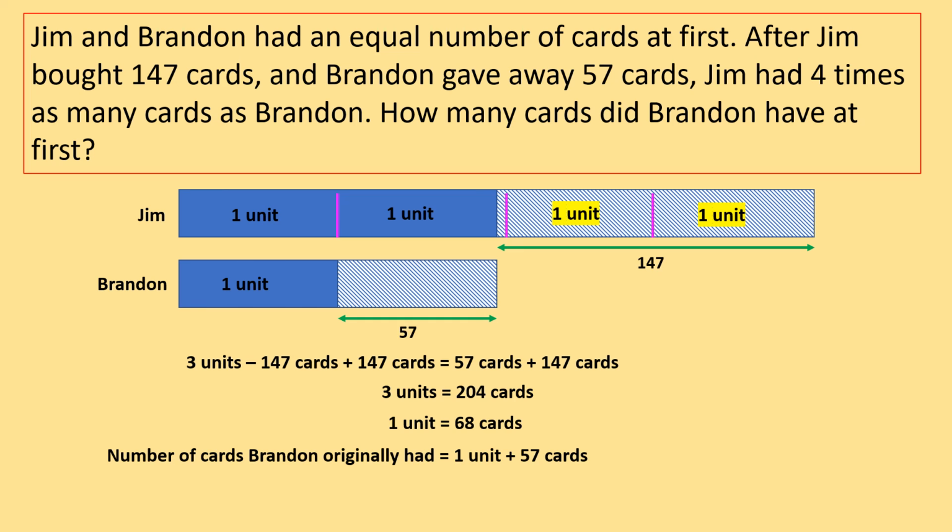So the number of cards that Brandon originally had is actually 1 unit plus 57 cards, because that is what was written in the earlier slide as well. So 1 unit plus 57 cards equals 68 cards plus 57 equals 125 cards. That is the number of cards that Brandon had at first.